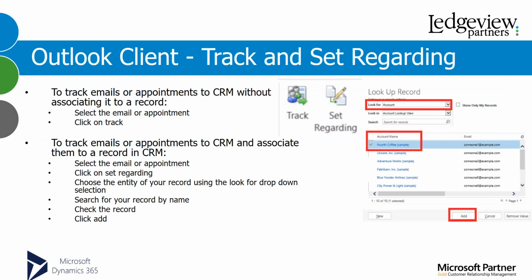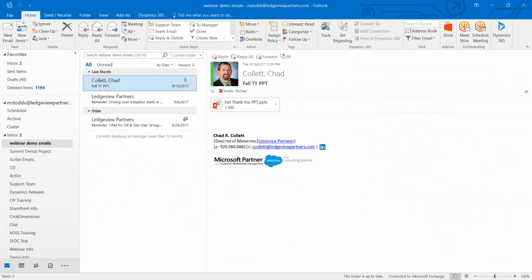So to do that, you simply click on set regarding, which is right next to the track button, and it's going to pull up this lookup record section. Then you want to set your look for to the entity of the record you want to set it for, so accounts, contacts, opportunities. Then you simply search for your record in the search box. Once you find your record, you simply check mark it and then click add. It's that easy. Now I'm going to jump into Outlook and show you how easy this is to do for an email and for an appointment.